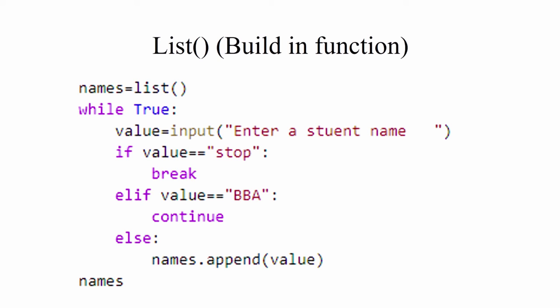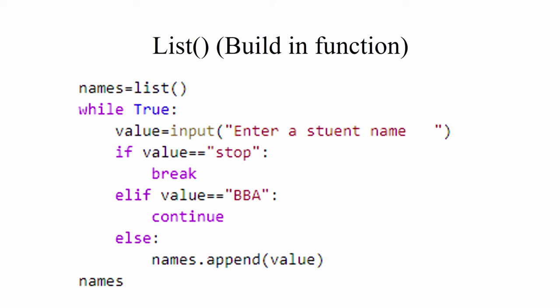And the next one is the list function. It's also a built-in function in the Python language. So we assign a list to name, and we use a while loop in here. While true, we assign input to value, and we ask for a value from users, and we use an if condition. If value is equal to stop, then break. Elif value is equal to BBA, then continue the loop, and the loop will ask for more values or more strings.